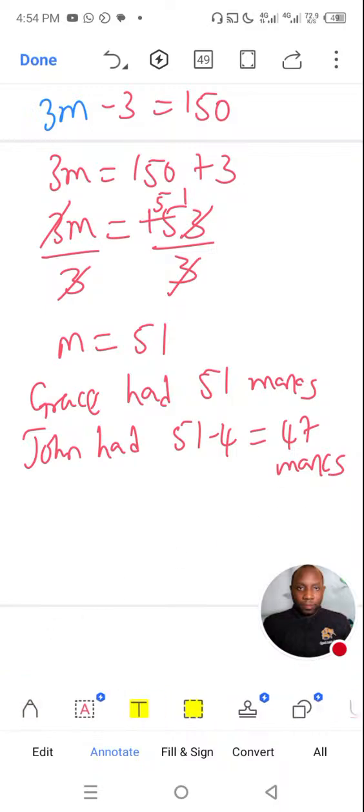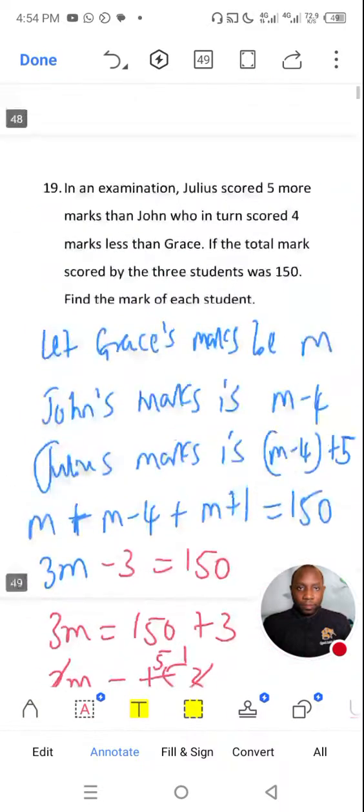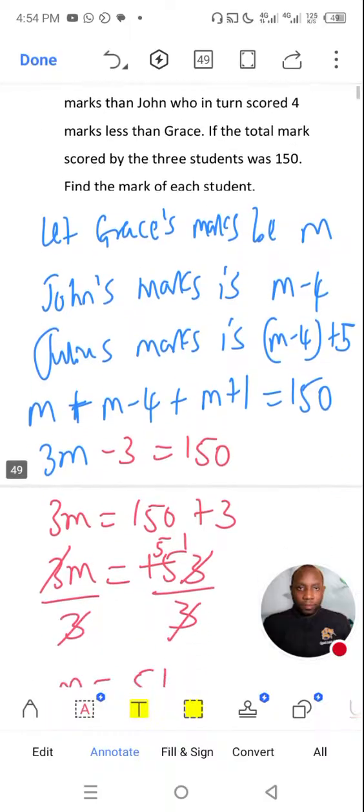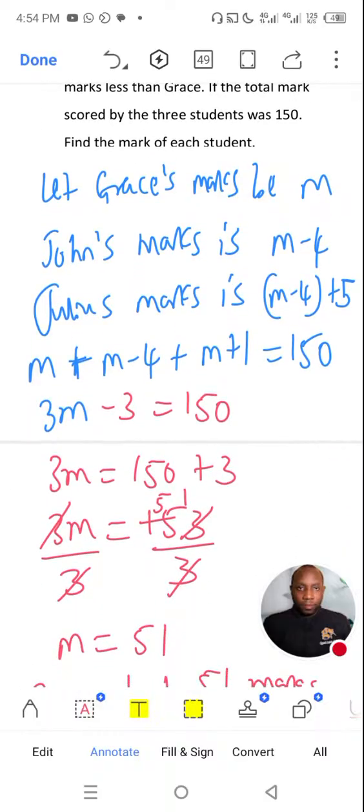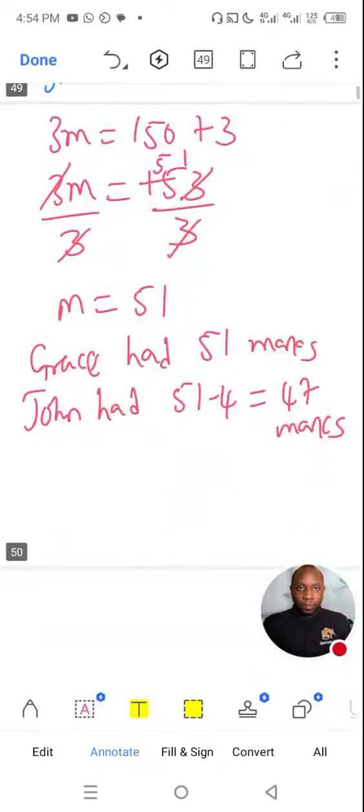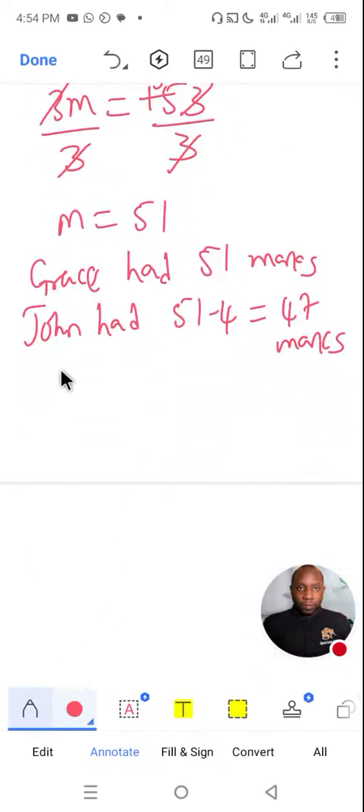Very good. And who's the last person there? Julius. So Julius had 5 more marks than John. So for Julius, Julius had 5 more marks than John. So that would be what? 47 plus 5.